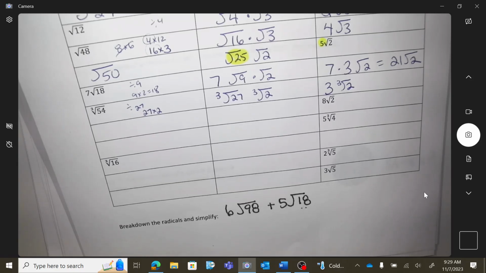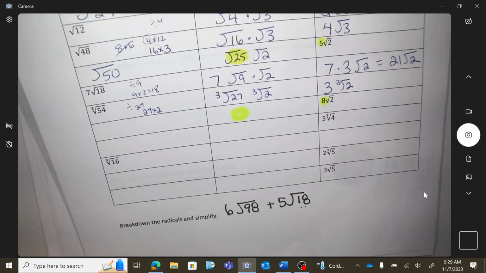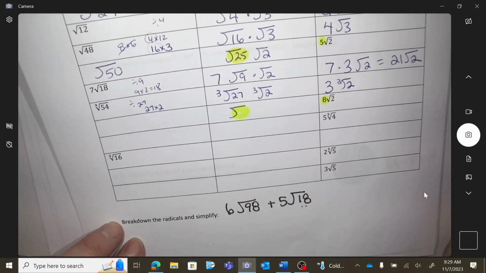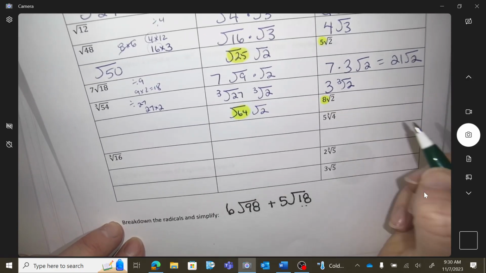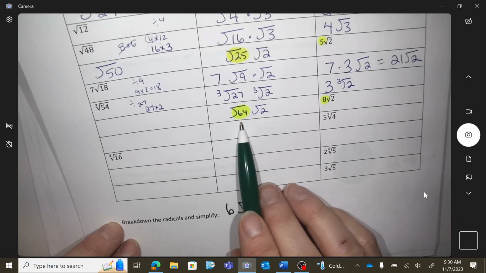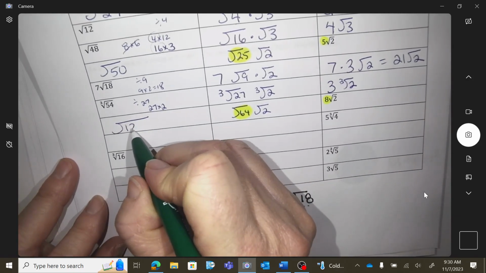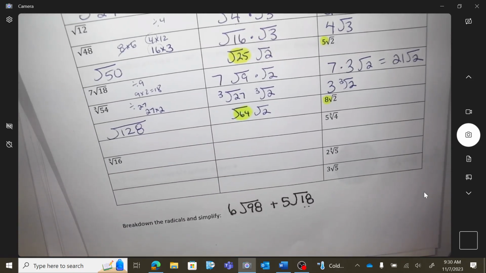Okay, the next one is a square root. So back to square root brain. How did I get a whole number 8? The square root of 64. So then the total square root would have started with a 128.